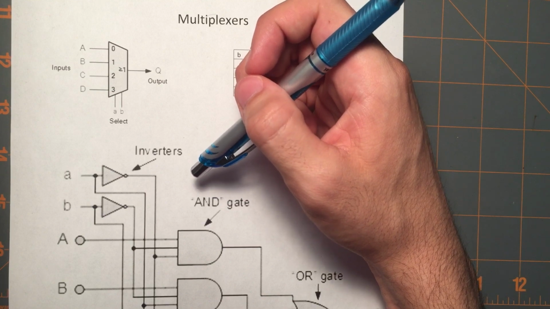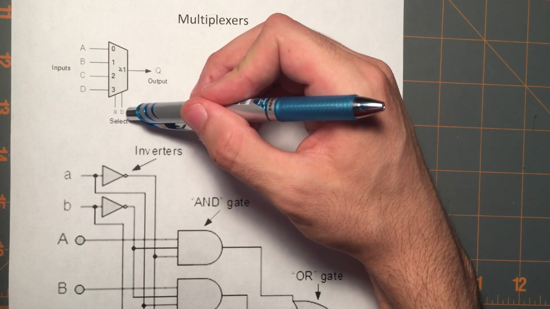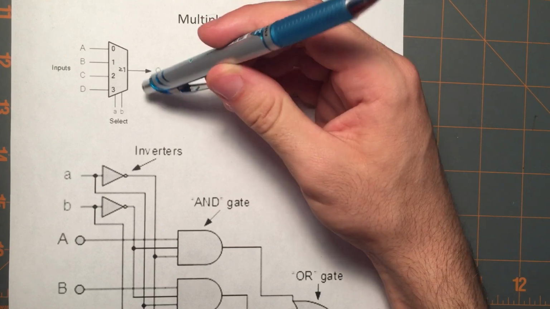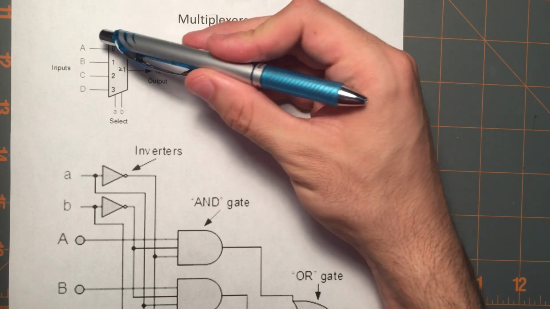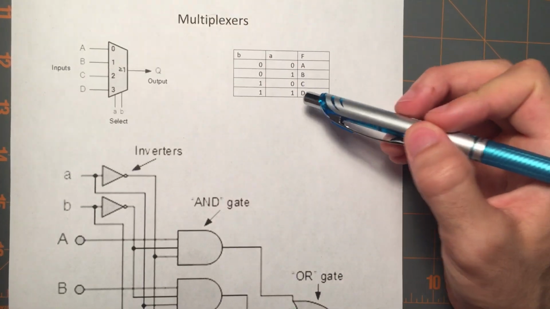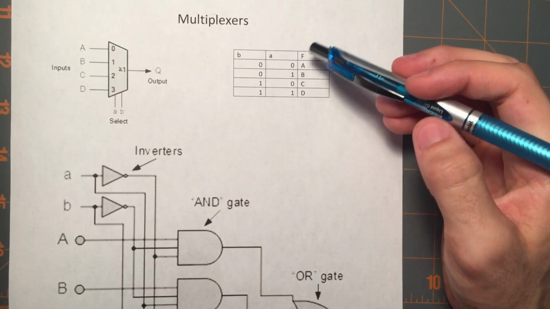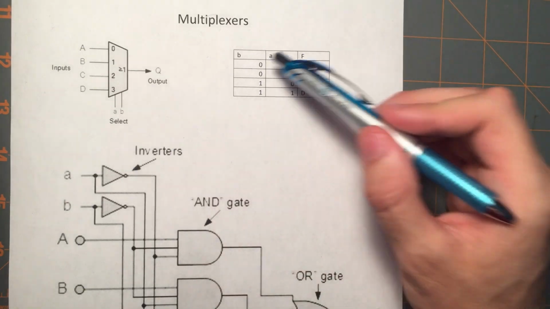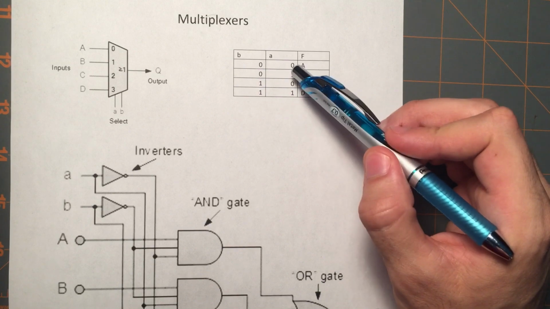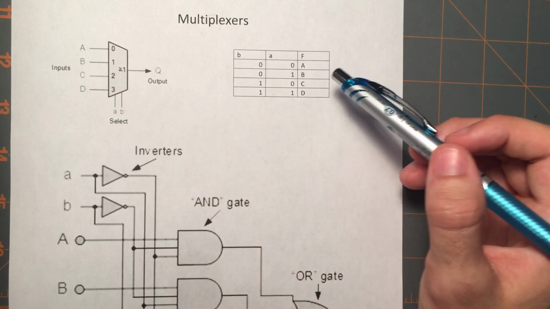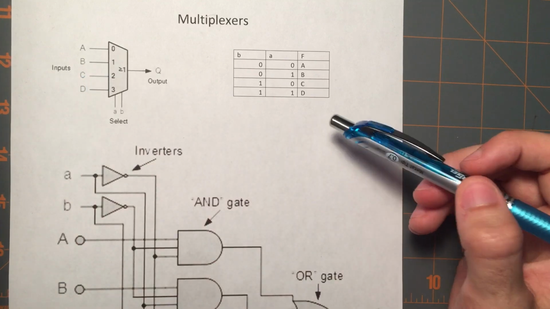Additionally, there are two special inputs located here at the bottom. These are the selector inputs, the selector bits. They decide which of these inputs is passed through to the output. The truth table on the right here displays this relationship. For example, when BA is 0 and 0, the output will be A, or the first input.